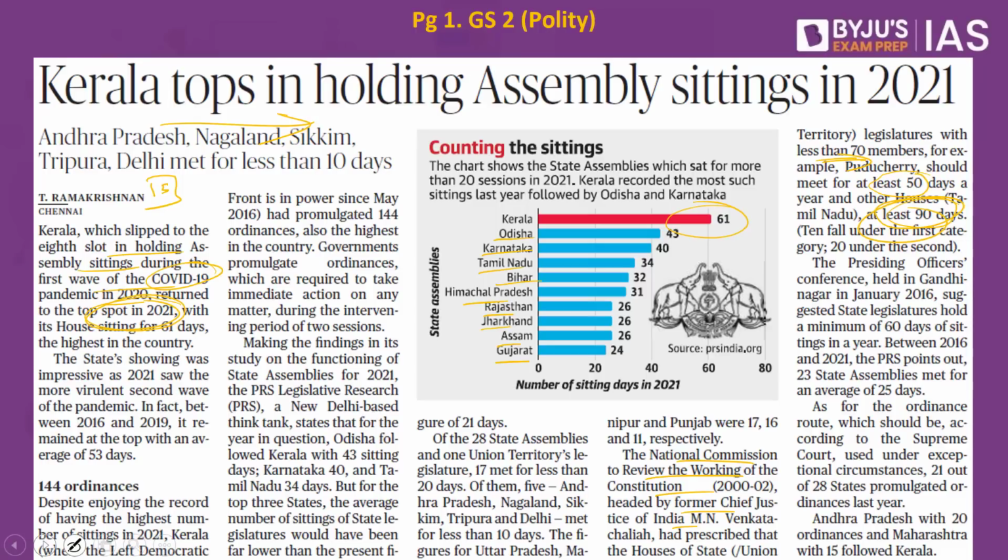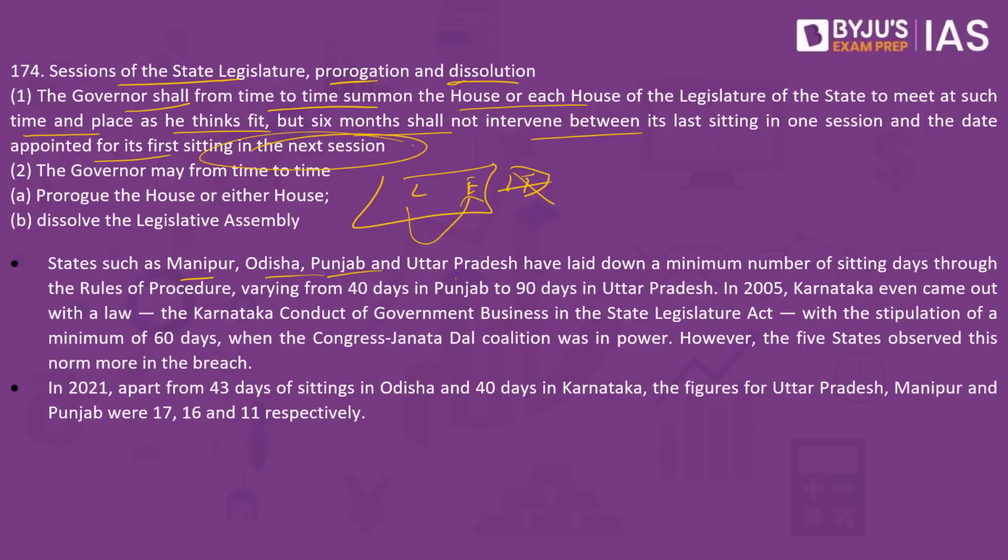In fact, we also have a number of states, such as Manipur, Odisha, Punjab and Uttar Pradesh, that have laid down a minimum number of sitting days through the rules of procedure, varying from 40 days in Punjab to 90 days in Uttar Pradesh. In 2005, Karnataka even came out with a law, the Karnataka Conduct of Government Business in the State Legislature Act, with the stipulation of a minimum of 60 days, when the Congress-Janata Dal coalition was in power. However, the five states observed this norm more in the breach. In 2021, apart from the 43 days of sittings in Odisha and 40 days in Karnataka, the figures for Uttar Pradesh, Manipur, and Punjab were 17, 16, and 11, says this article. So this article basically says that in the state of Kerala they have had more sittings, followed by the state of Odisha.